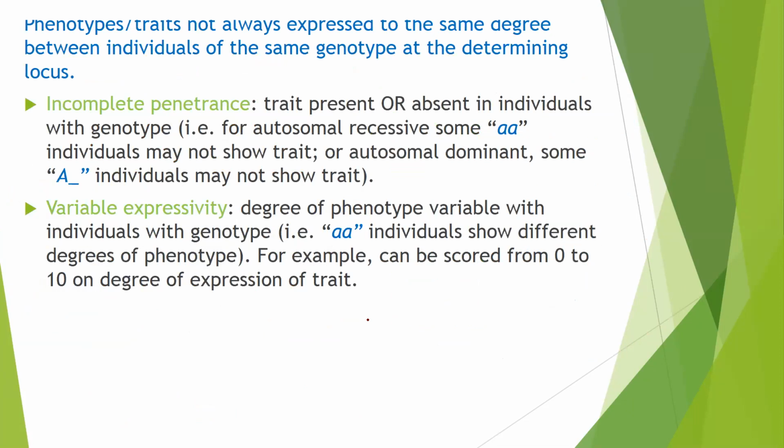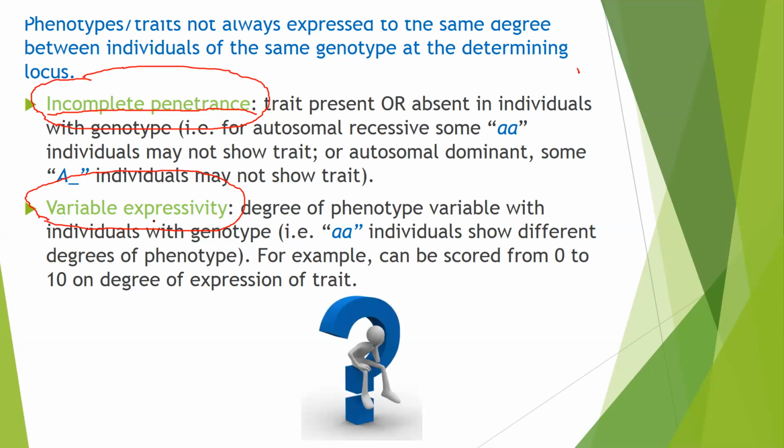Okay, so why is that? Again, let's look at the penetrance and the expressivity. If you do not see everybody in the F1 progeny showing the expected phenotype, that means there is incomplete penetrance, right? Not all the individuals of the same genotype show the expected phenotype. Or variable expressivity: even if all the individuals in this F1 progeny show the expected phenotype, this phenotype is not expressed uniformly or at an identical level. So we say, okay, variable expressivity.